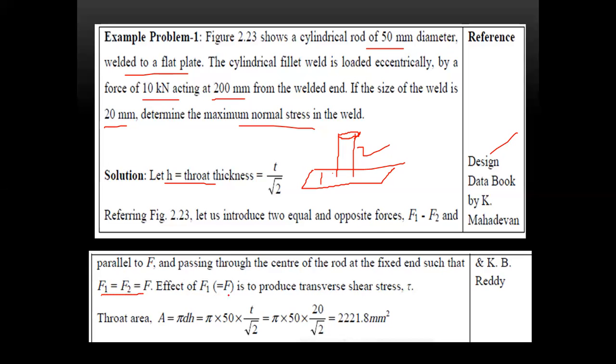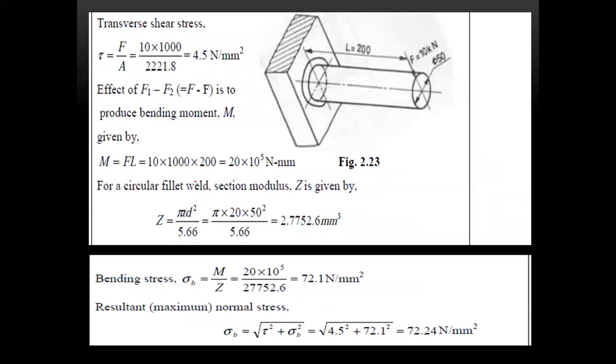The effect of F1 is equal to F, which produces transverse shear stress tau. Therefore, the area A is equal to pi d h, that is pi into 50 into t by root 2, which implies 2221.8 mm square. Now the transverse shear stress, all the formulas you can see in the design data book. Tau is equal to F by A, that is 10 into 1000 divided by 2221.8, which is 4.5 N per mm square.